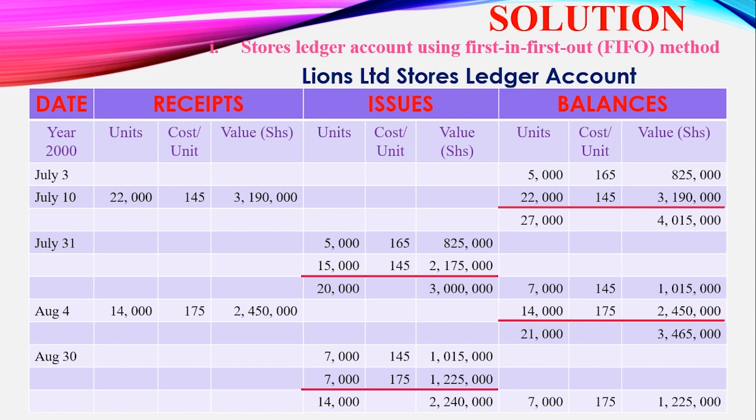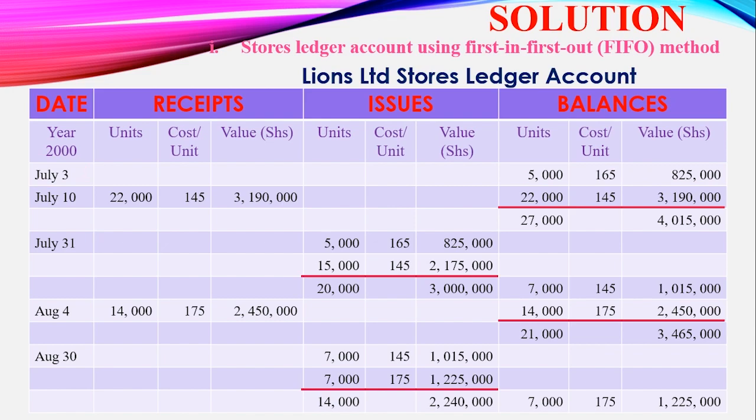So on July 3rd, the opening balance was 5,000 units and these units were worth 825,000. That is the total value, meaning each unit was worth 165 shillings. That is the cost per unit. The cost per unit in shillings is 165, that is, you divide 825,000 by 5,000.